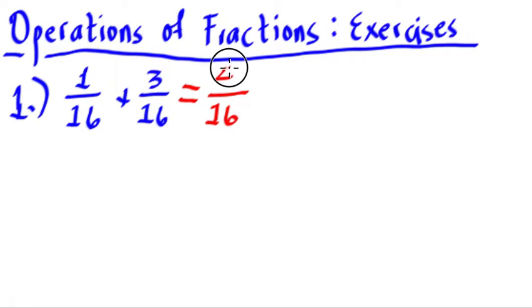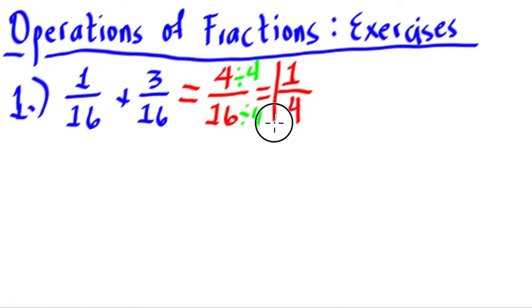So we have 1 plus 3 is 4, and we can simplify this further by their greatest common factor or divisor, which is 4. So let's divide this by 4. Let's divide this by 4. So what is the answer? 4 divided by 4 is 1. 16 divided by 4 is 4, and this is our answer. Okay, that's for number one. Number two, here we go.